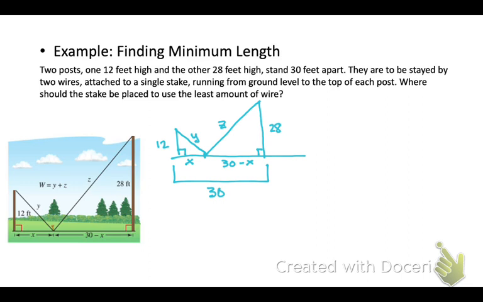Okay, so what we're going to be doing is the least amount of wire. What variables are the wire? Y and Z. So the least amount of wire is going to be W equals Y plus Z. Correct? So that's what we're ultimately going to go for.